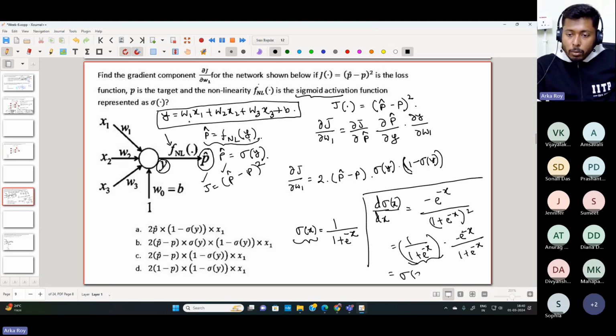So sigma x is coming back. So you write sigma x over here. And 1 minus sigma x is equal to 1 minus 1 divided by e to the power minus x over here. So you can see that probably you have done some mistake. Sir, it will be e to the power minus x. Yes, yes. So there will be no minus.